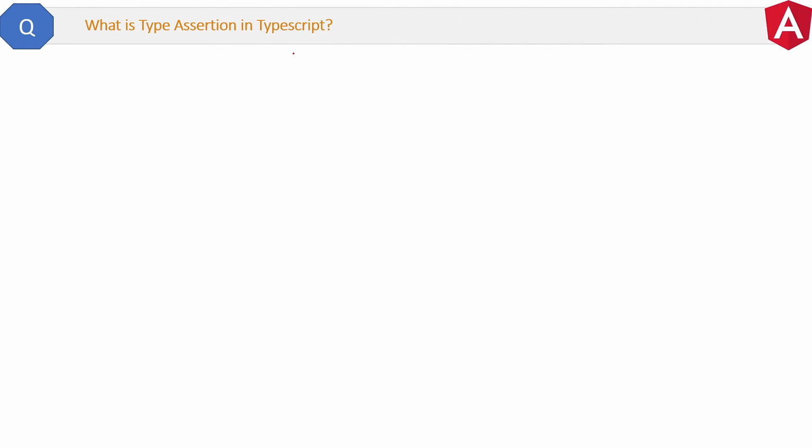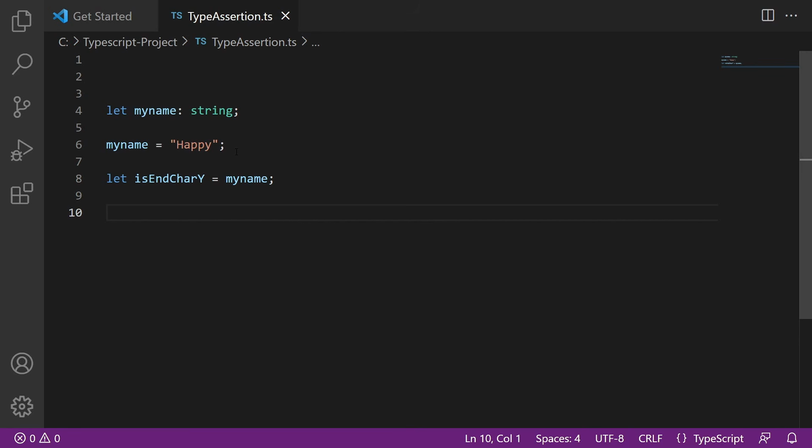Here is a quick and short question again. What is type assertion in TypeScript? Okay, so let's see the example first. See, here I declared a string variable and assigned a value to it.